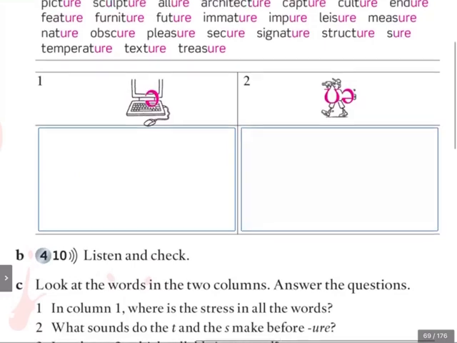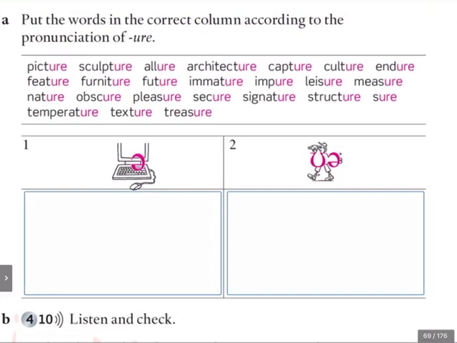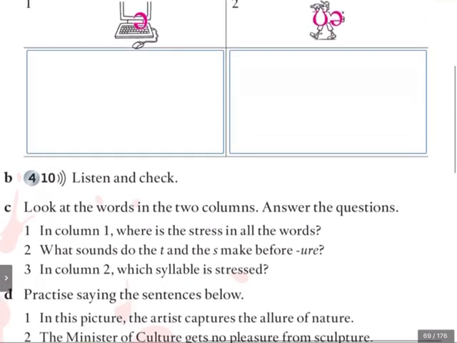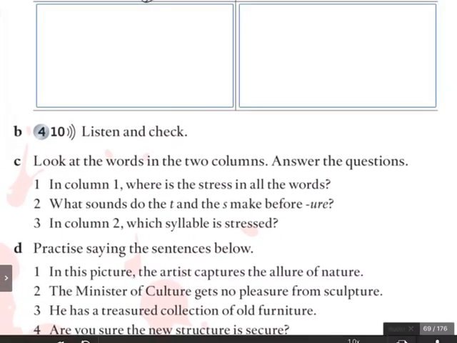Take a moment, see if you can fit them in the right column, and if necessary, of course, you can pause the recording. Now, we have group 1, computer, and group 2, tourist. Okay, let's listen and check, shall we?